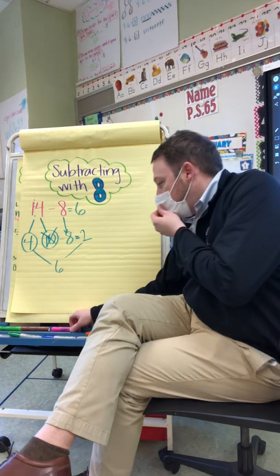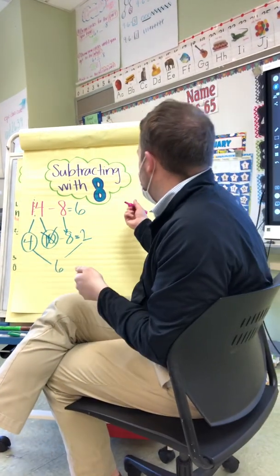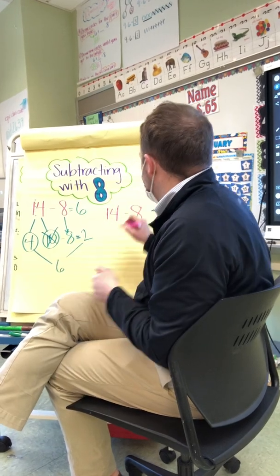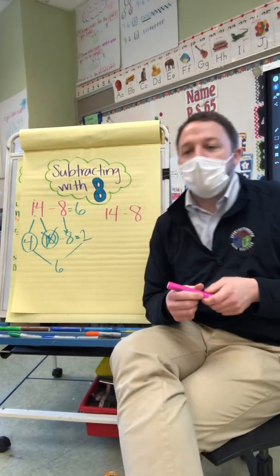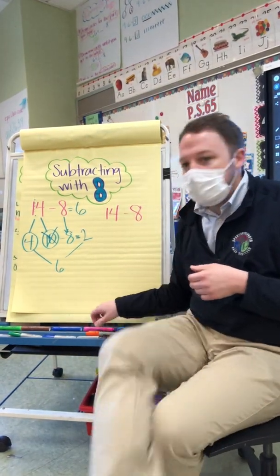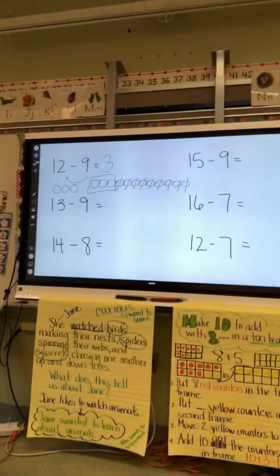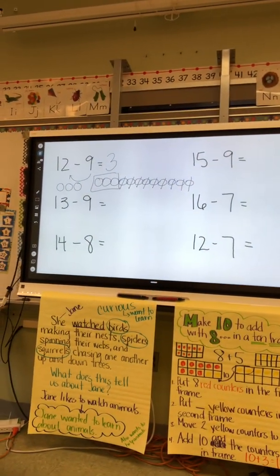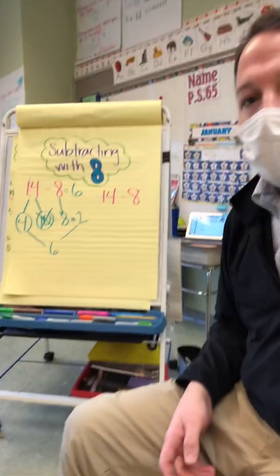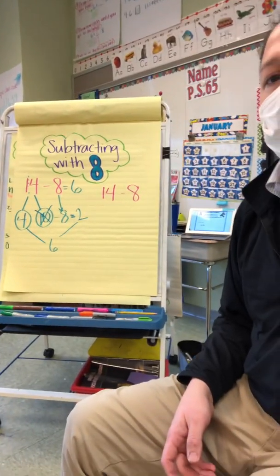Okay? So let's look at 14 minus 8 again. Now, how would you guys normally solve 14 minus 8? What's one strategy you guys might use? We just kind of talked about our strategies during our little fluency work up there. We have 12 minus 9 solved 2 different ways. But now I want to show you with subtracting 8 how to use those 2 strategies.